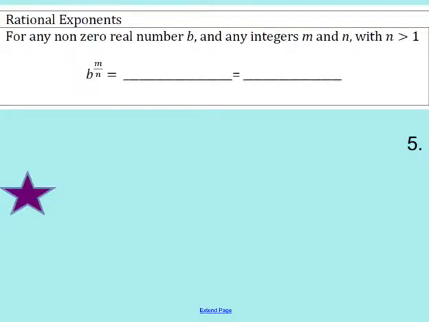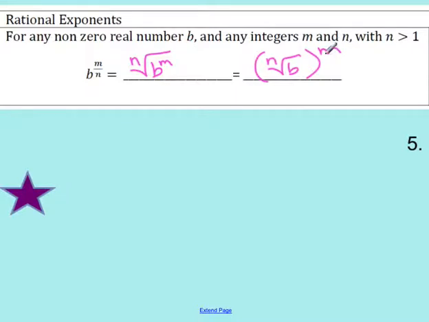So in general, for any fraction exponent, m over n, for any non-zero real number b and any integers m and n with n greater than 1, we are going to go ahead and write it as the nth root of b to the m. Or, like I said, you could rewrite it as the nth root of b all to the m power. Either way is perfectly fine.